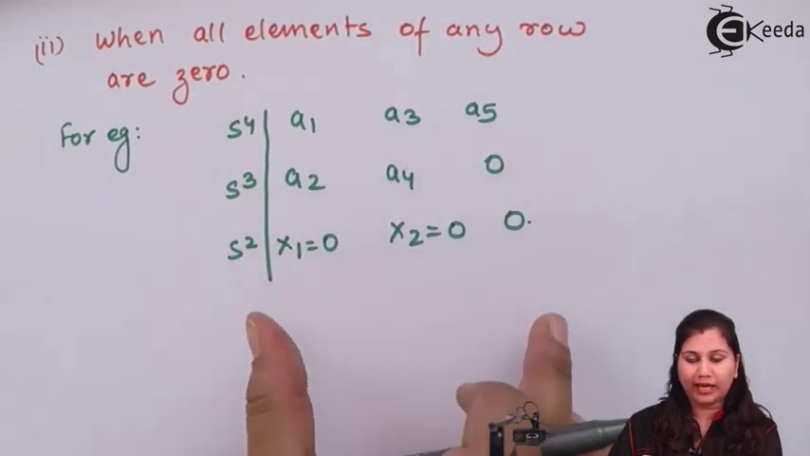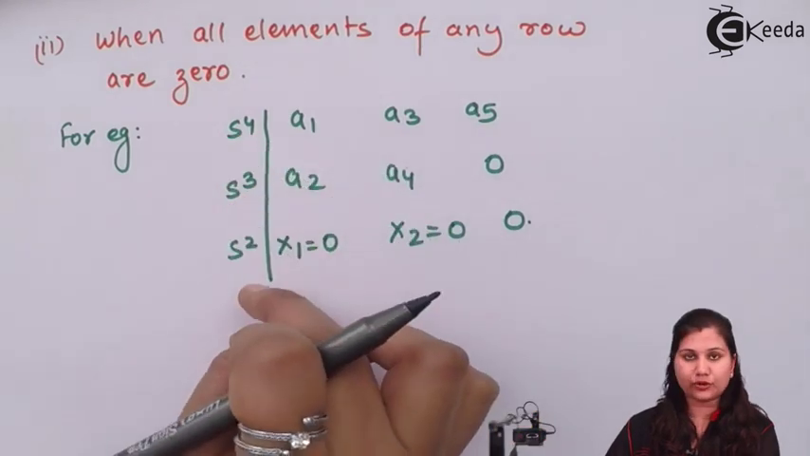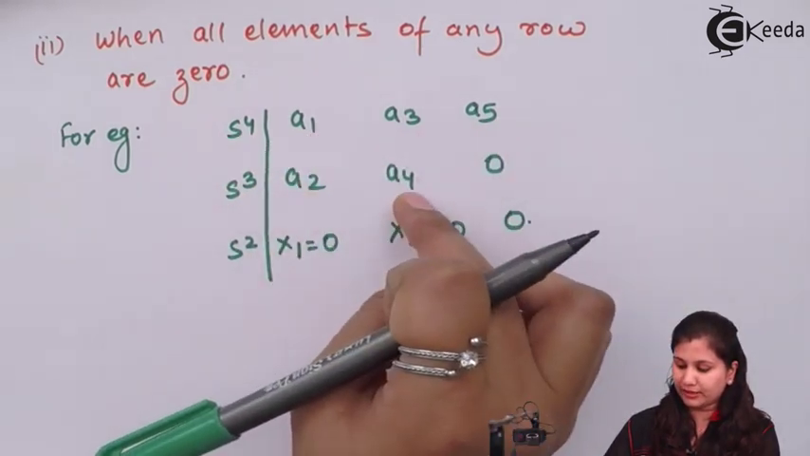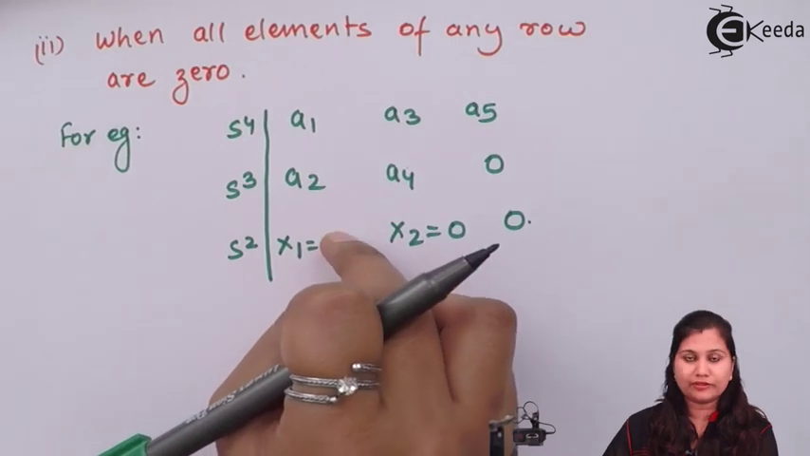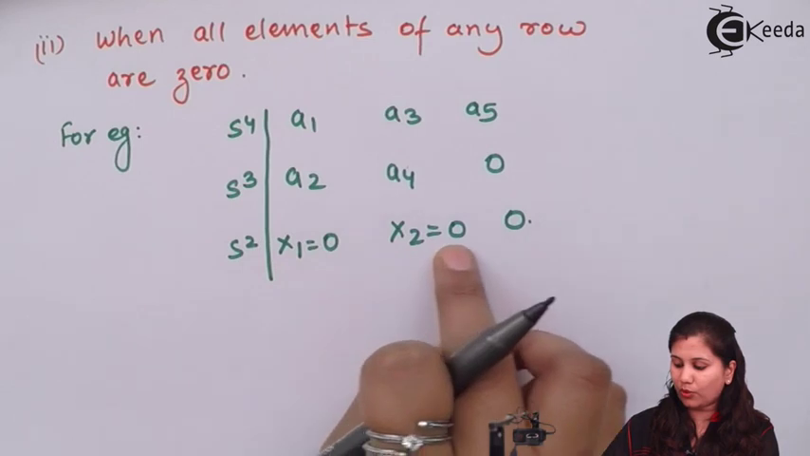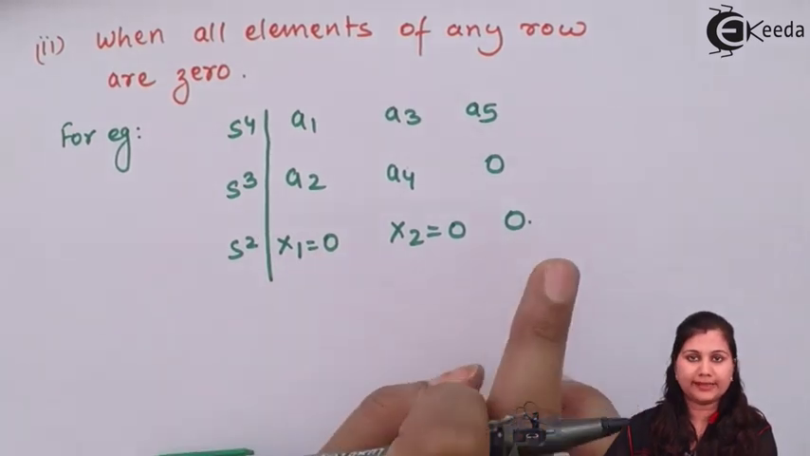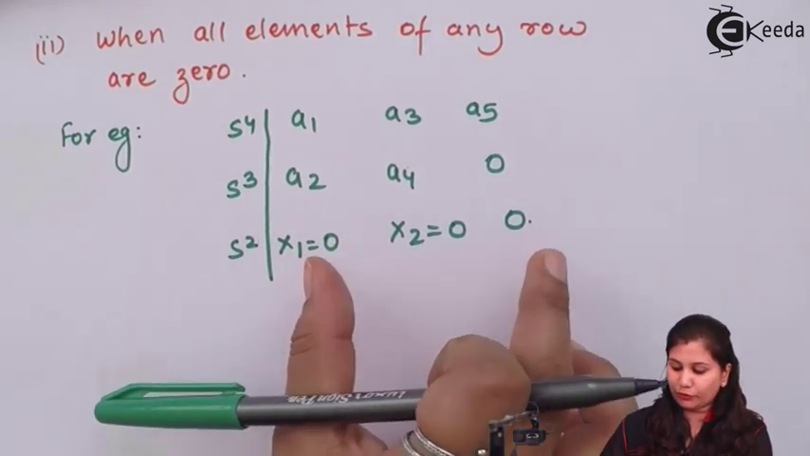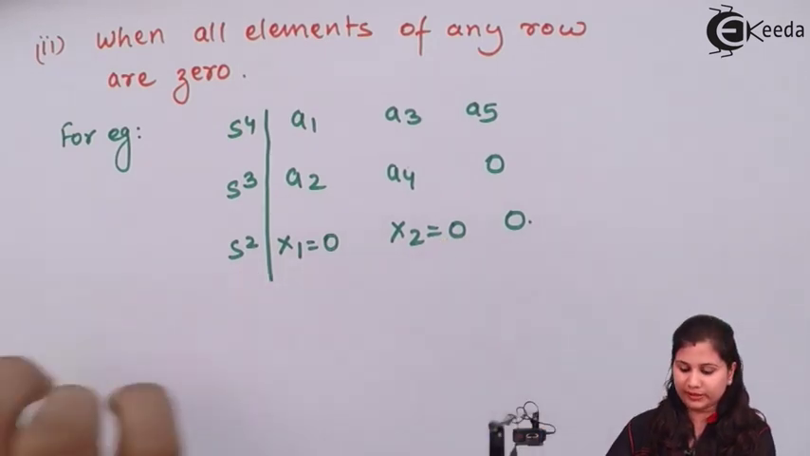So this is the Routh array. We have S4, S3, S2. We have the coefficients here. When we are calculating the coefficients, then this S2, the S square row, all the elements are coming out to be 0. So we are going to form the subsidiary or the auxiliary equation.